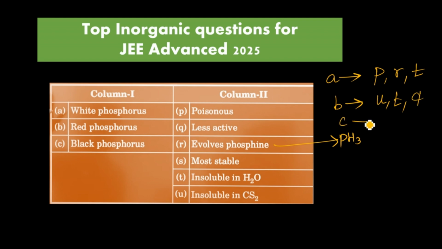Correct? Then black phosphorus. Guys, in inorganic, you have to know more about the properties and how they react, the simple reactions. Unlike organic, we can't say this is there. Inorganic is more about practice and memorizing the properties. And black phosphorus matches with more stable, not much reactive. So the answer to this question is this.